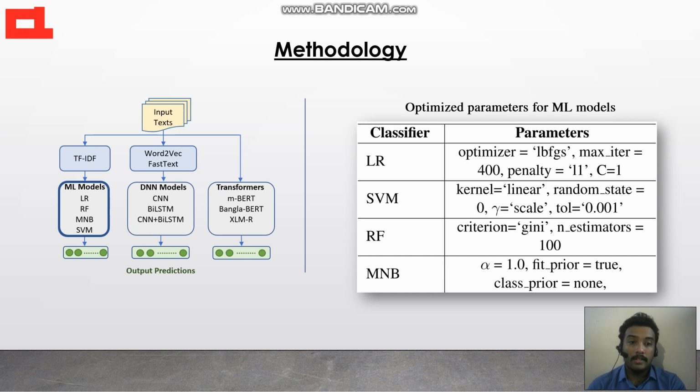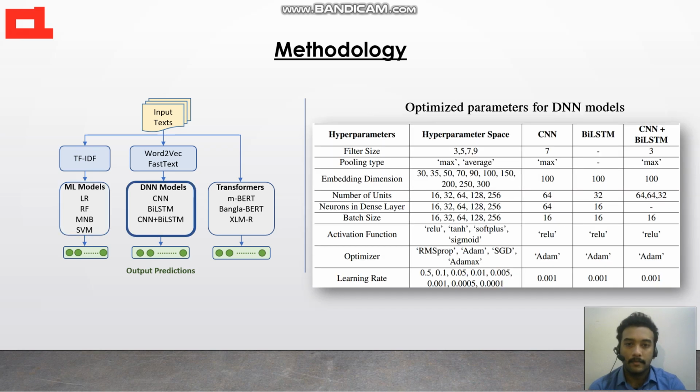For machine learning models, logistic regression, random forest, multinomial naive Bayes, and support vector machine have been used using the listed parameters. In DNN models, convolutional neural network, bidirectional LSTM, and a combination of both have been used, and the hyperparameters are listed here.